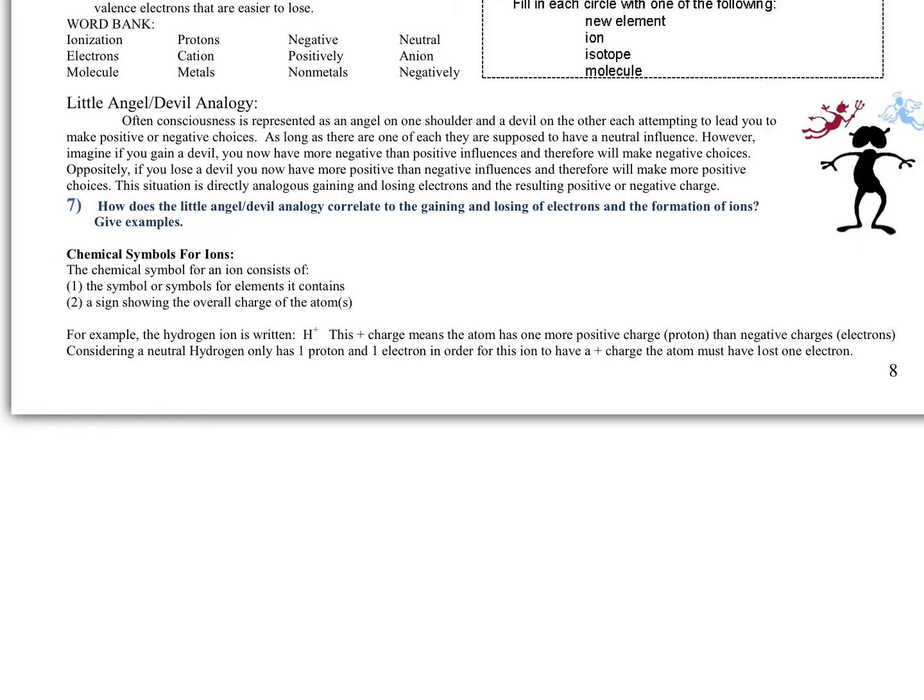Now how do we write an ion? Well, we use the symbol, and we use a sign showing the overall charge above it as a superscript. So for example, hydrogen ion is H+. This positive charge means that there is one more positive, one more proton than negative electron. Considering that neutral hydrogen only has one proton and one electron, in order for it to have this positive charge, it must have lost its one electron. Okay? So in order to become positive, you must have lost electrons, because we're not talking about changing our protons at all. If you're positive, you lost electrons, so now you have more protons than electrons. If you're negative, you gained electrons, because now you have more negatives than positives.